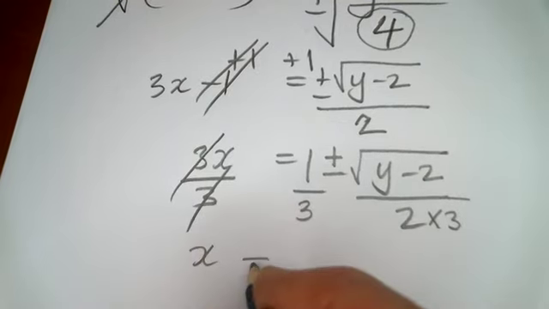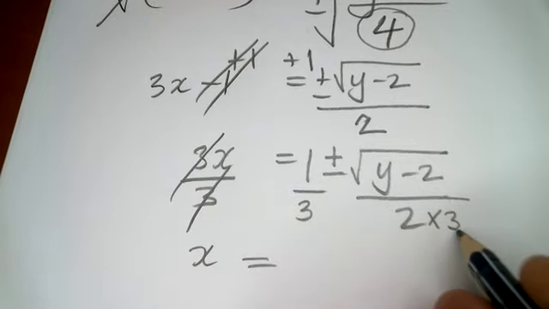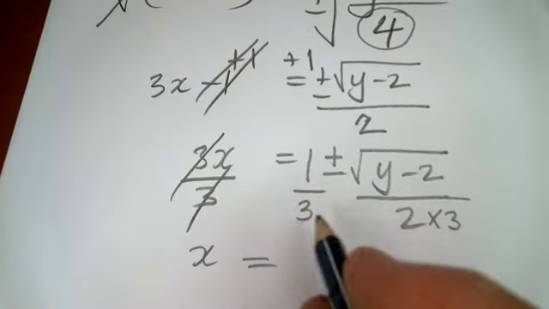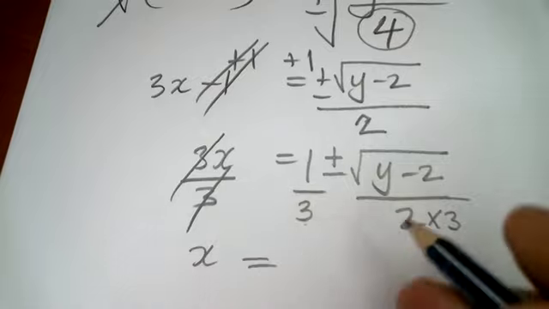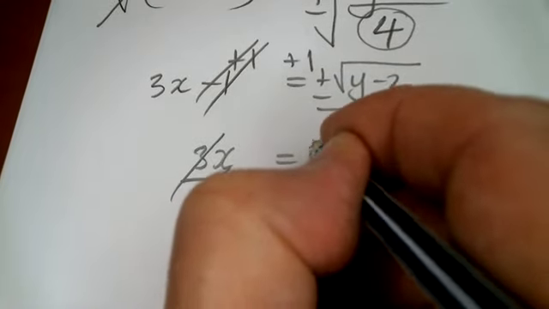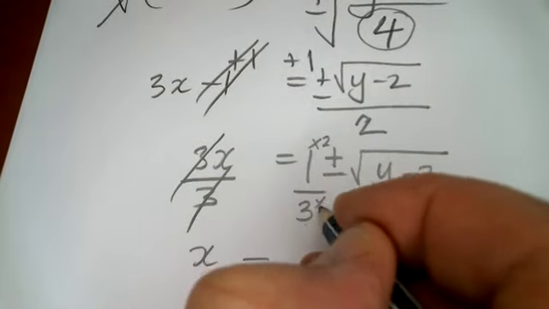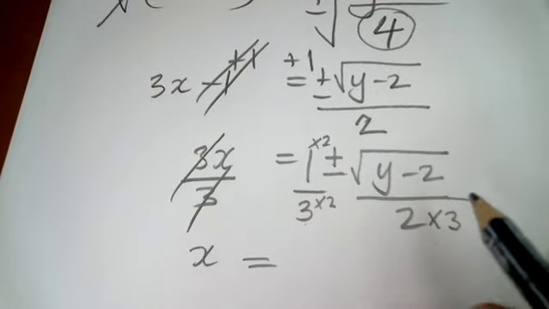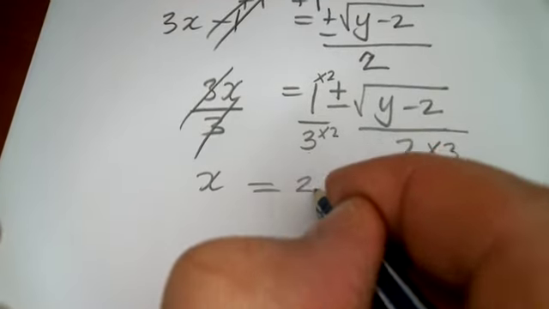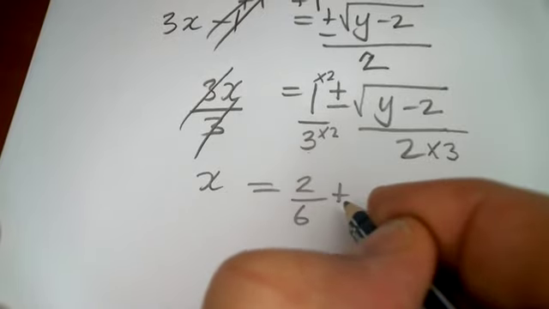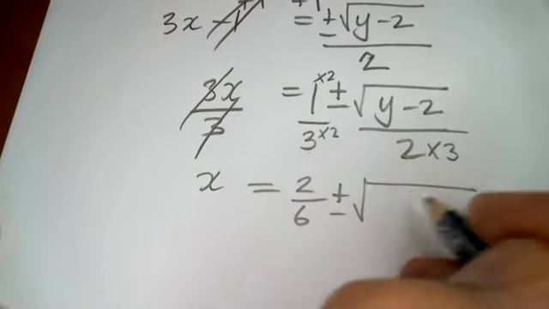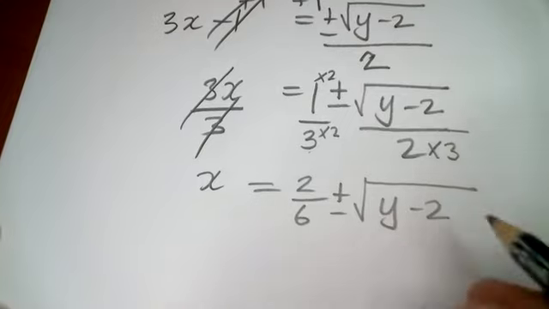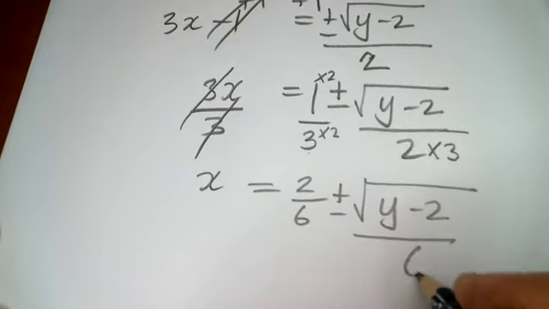Now, as I look at this, I notice that 2 times 3 is 6. I could also make this into 6 if I multiply this thing at the top by 2 and this thing here by 2. So really, this is now 2 sixths. So I could write 2 sixths plus or minus the square root of y minus 2 all over 6.